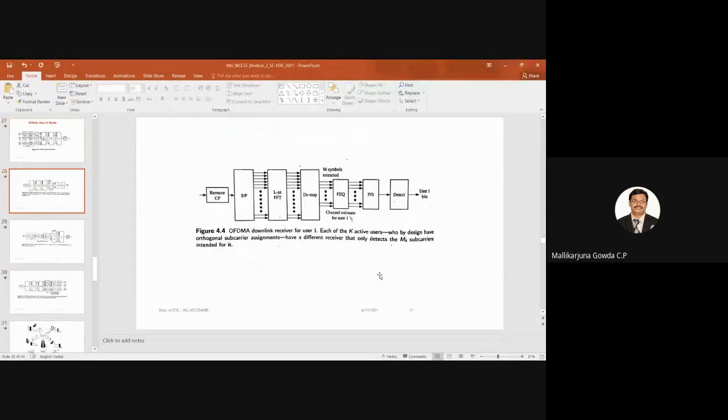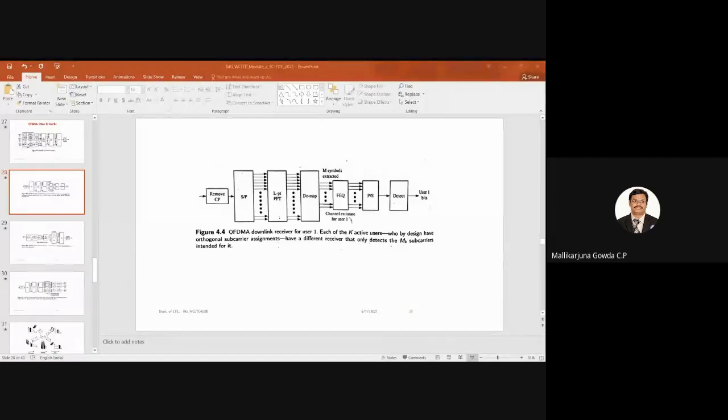This diagram is about the OFDMA downlink receiver for one particular user. It can be extended for multiple users in the same way. Because at the transmitter side we add the cyclic prefix, the first thing is to remove the cyclic prefix. That is why the first block is remove cyclic prefix. The next block in the transmitter was parallel to serial, so we need to do the reverse operation. That is why next we do the serial to parallel conversion.